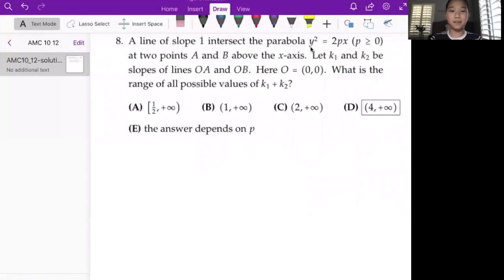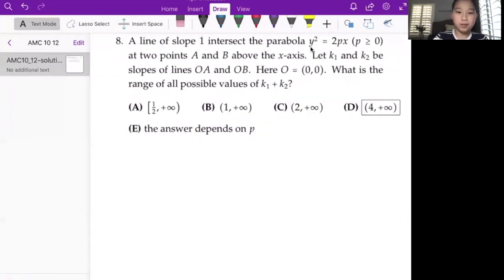Problem 8. A line of slope 1 intersects the parabola y squared equals 2px, with p greater than or equal to 0, at 2 points A and B above the x-axis. Let k1 and k2 be slopes of lines OA and OB. Here O equals the point (0, 0). What is the range of all possible values of k1 plus k2?